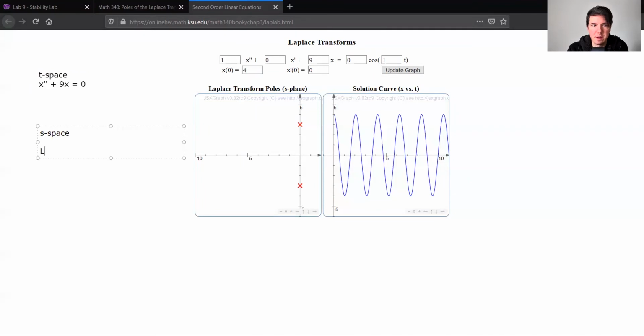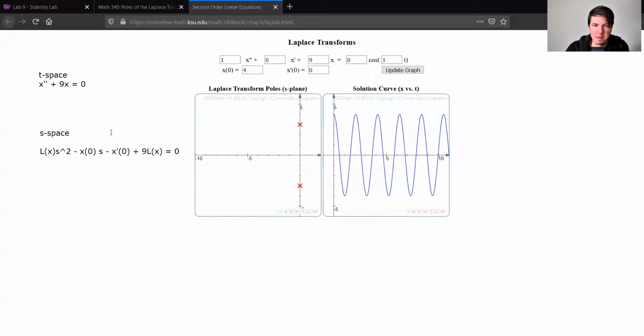So applying the Laplace transform, we get Laplace of x times s squared minus x of 0 times s minus x prime of 0 plus 9 Laplace of x is equal to 0. So that's just applying the Laplace transform to both sides of the t-space equation. And when I say t-space, even though it has x, it's x as a function of t. So you have functions of t.